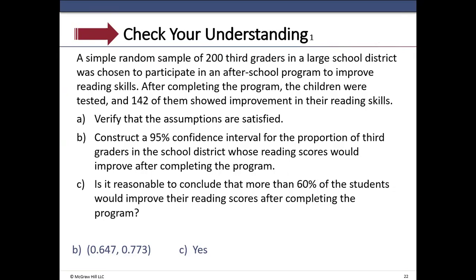And again, as I told you, for part C, 0.6 is less than 0.647. In other words, the confidence interval starts from 0.647, which is greater than 0.6. Therefore, we can say it is reasonable. Yes, it is reasonable to conclude that more than 60% of the students would improve their reading score after completing this program.